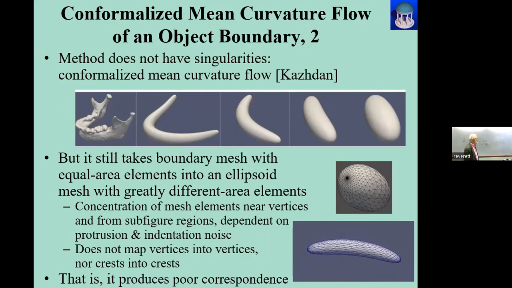But the trouble is that the object, which is well meshed in the sense that all the mesh elements are the same area, gets really small as you get towards the vertex. Put another way, there's a collapse of the object near the ellipsoid, near the vertex of the object, and you get many, many points at the vertex, and as you get away from the vertex, you get fewer and fewer points, and they're very sparse in the middle.